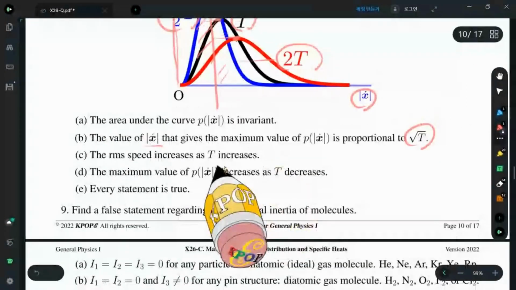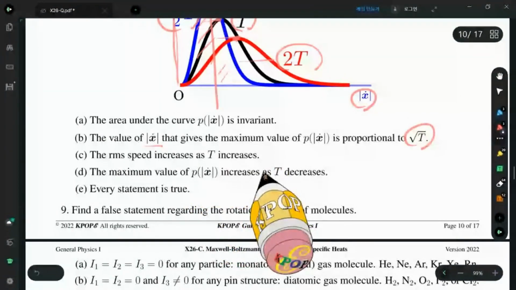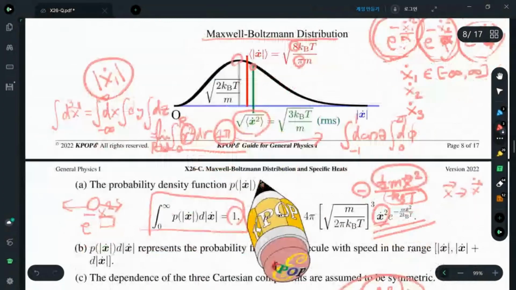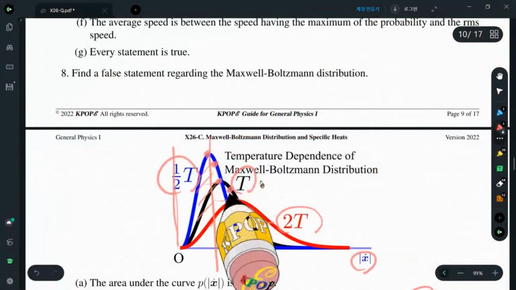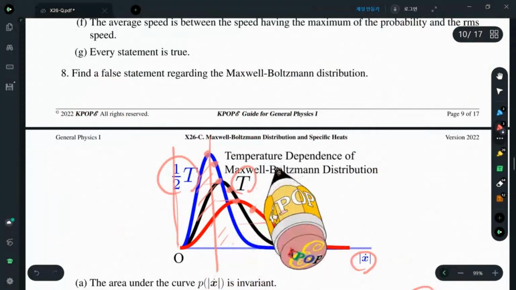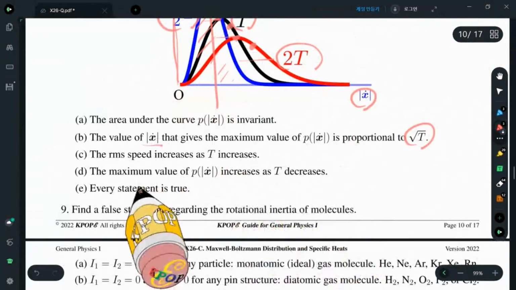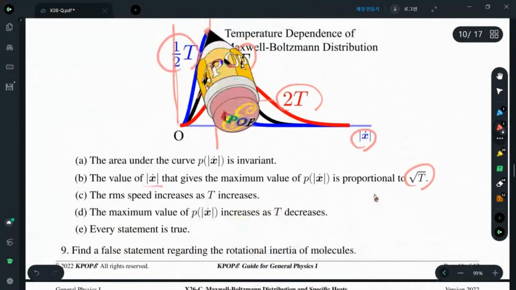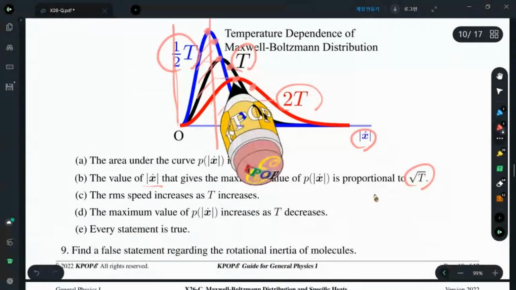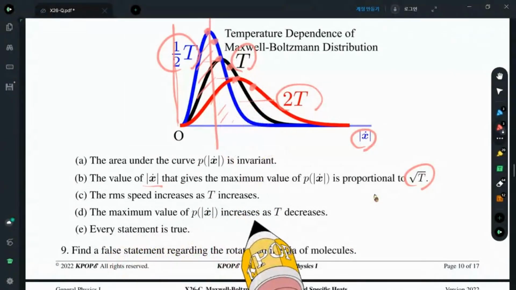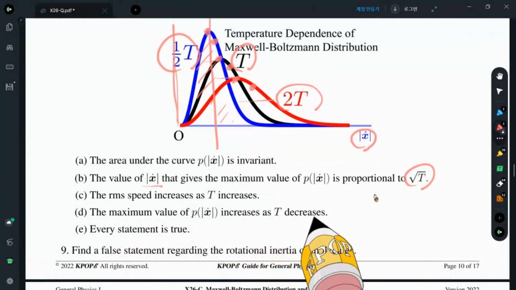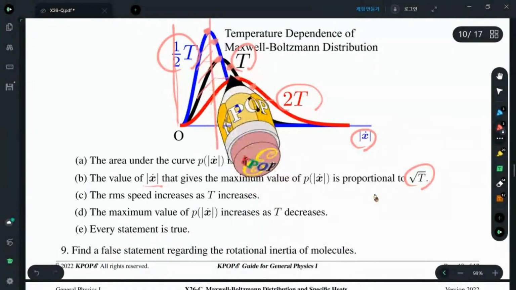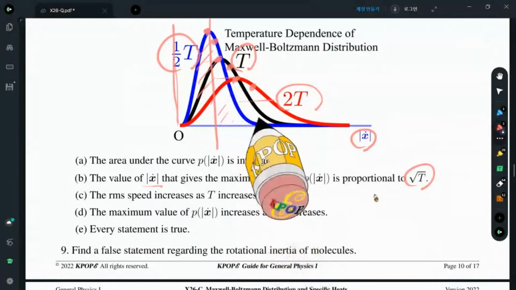RMS speed increases as T increases. RMS is here, somewhere around here. RMS increases as temperature increases. The maximum value of probability, this probability density, increases as T decreases.